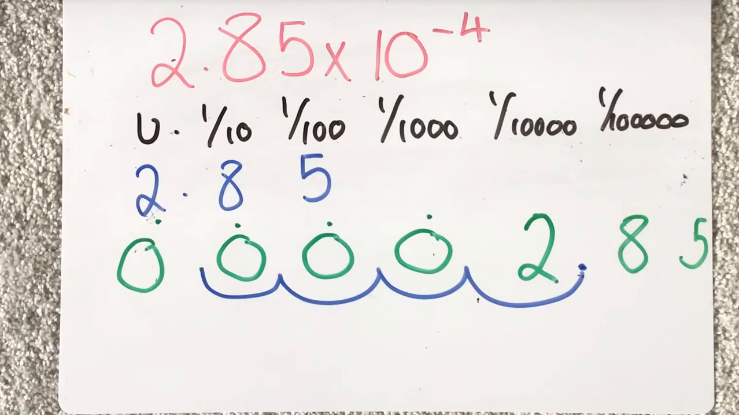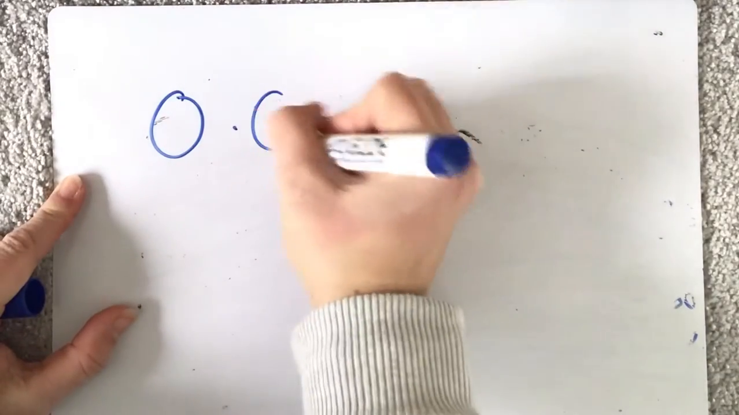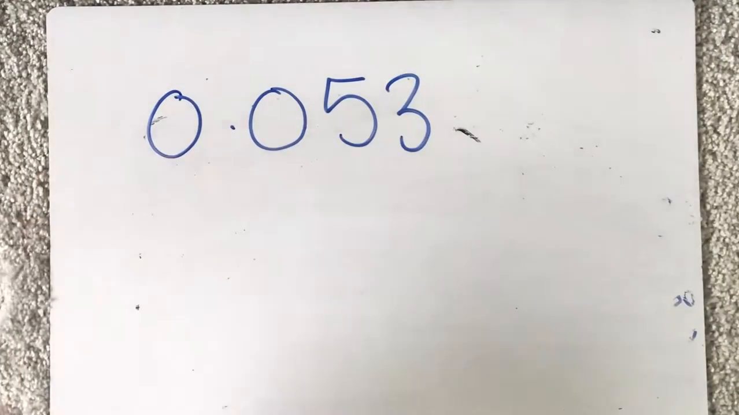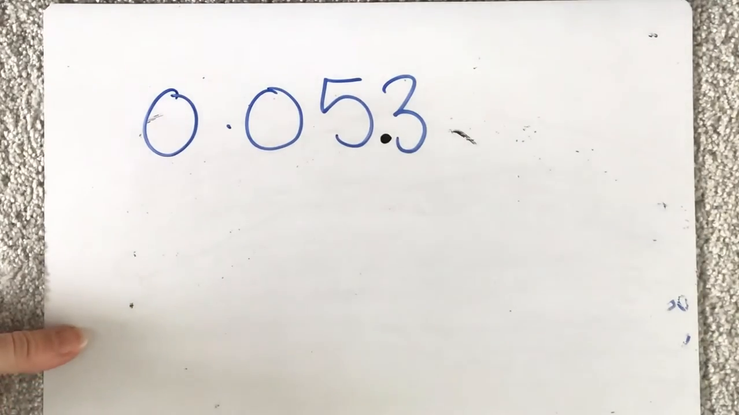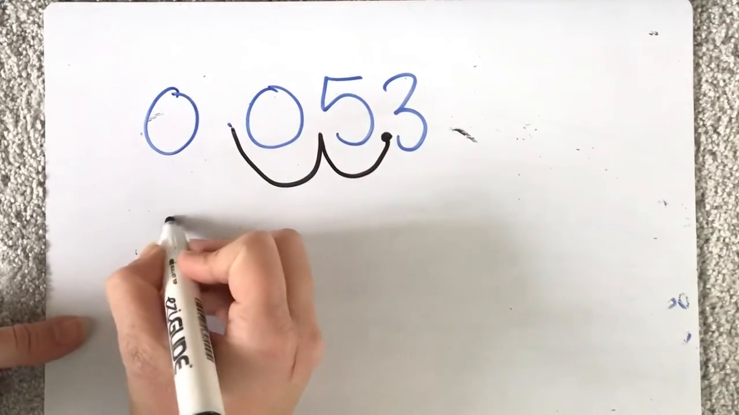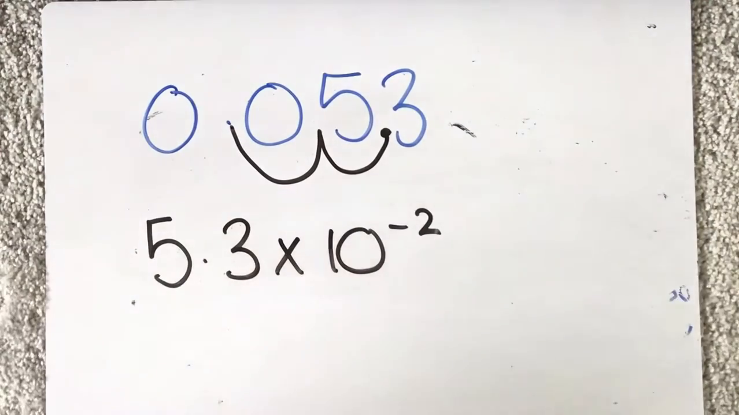Equally, if you're going the other way, so if you are starting with a number, so if this time I'm starting with 0.053, all I've got to do is think about where I want my decimal point and how I'm going to make that happen. So I want my decimal point to be there, so I need to go 1, 2 places. Okay, so I then know it's going to be 5.3 times 10 to the negative 2.